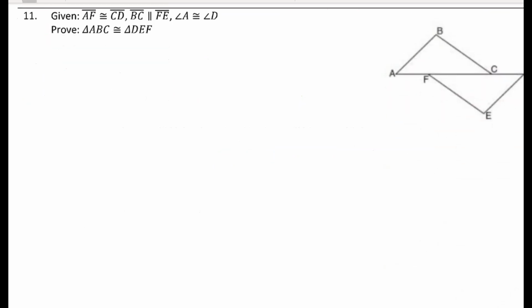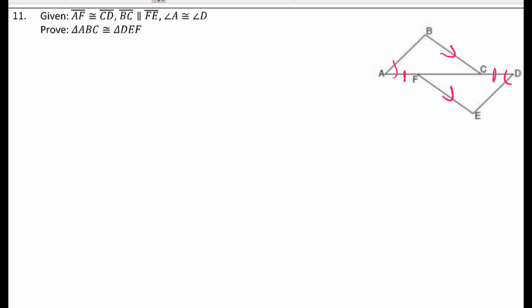Number 11. Given AF is congruent to CD and BC parallel to FE and angle A congruent to angle D, prove triangle ABC congruent to triangle DEF. Alright, this one might be a long one. I've still got my statement reason proof set up.